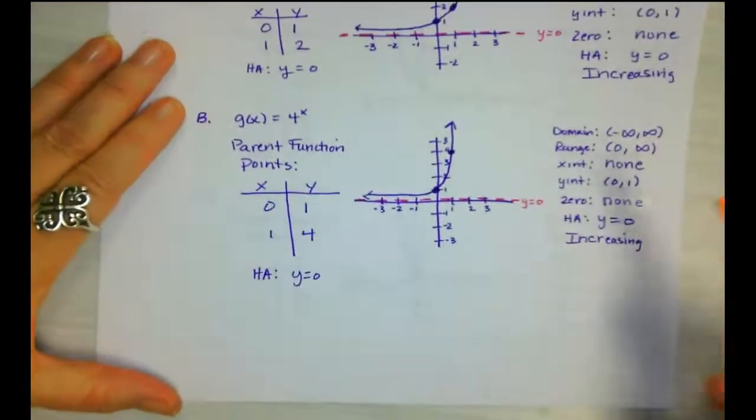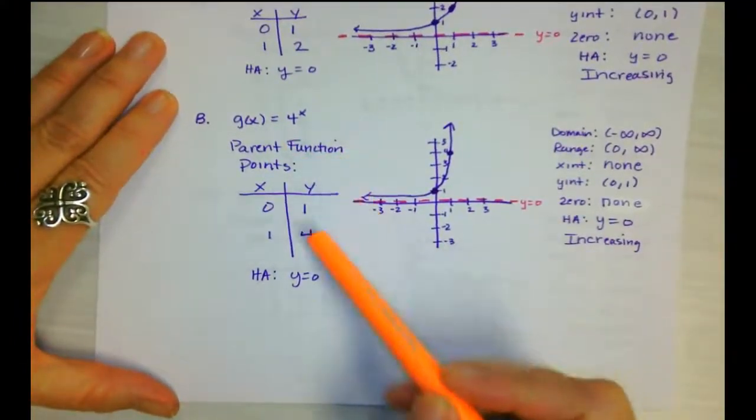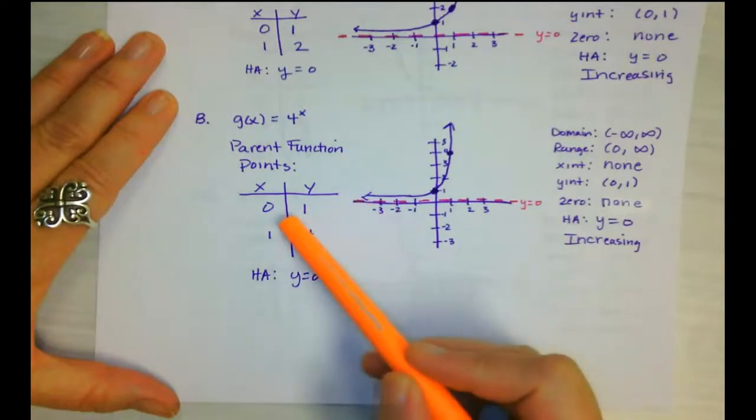The graph of 4 to the x looks something like this, and it's a parent function. Notice it's the same thing, 2 points here, (0, 1) and (1, 4).